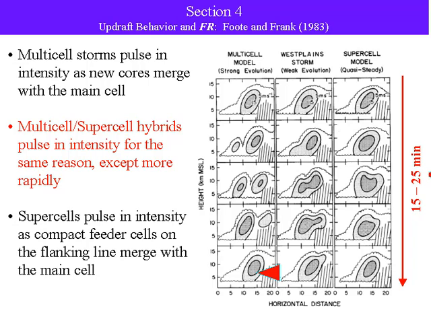and then we again have the strong updraft at the end. For the hybrid, the supercell-multicell hybrid, it's a similar thing, except the transition is a little bit more rapid, where we have a very strong updraft, the merging occurs, and then again we have the strong updraft at the end. For a supercell, they pulse in intensity as the compact feeder cells on the flanking line merge with the main cell. You can see at the beginning here we have an intense updraft. As the feeder cells merge in, it may weaken just a bit, and by the end here we're back to a very strong updraft again.